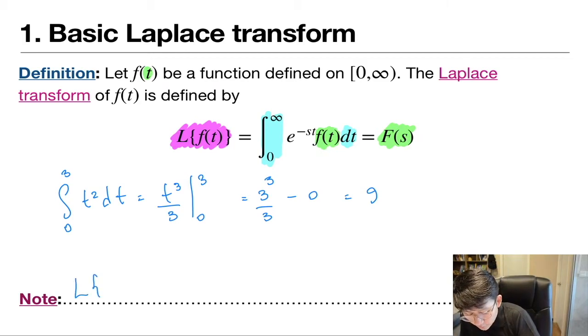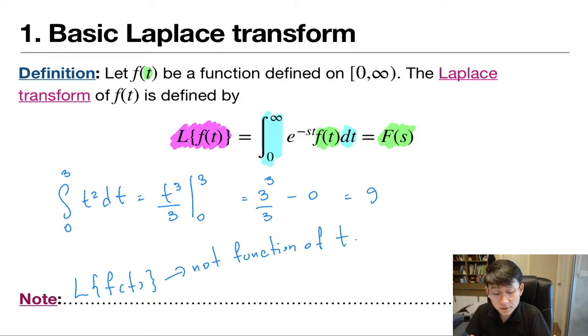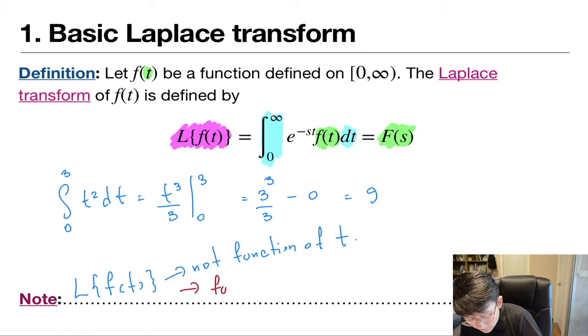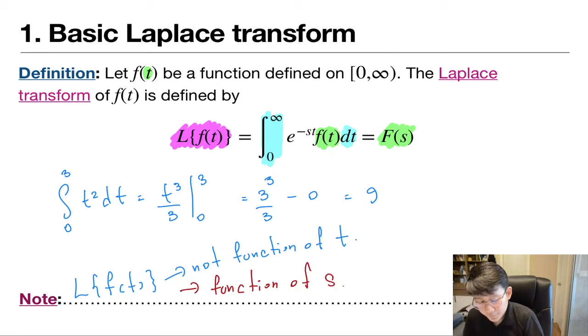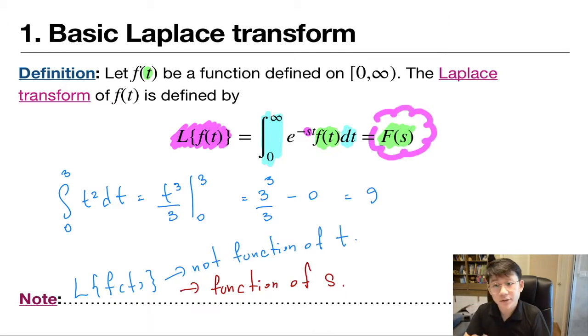That's why the Laplace transform of f(t) is not a function of t. It's actually a function of s, because you have s here. See that? You have a little s there. So, when you integrate by t, you take s as a constant. So you don't care about s. It's seen as a constant. So you integrate dt. The Laplace transform of f(t) is actually a function of s. That's why we call it F(s).